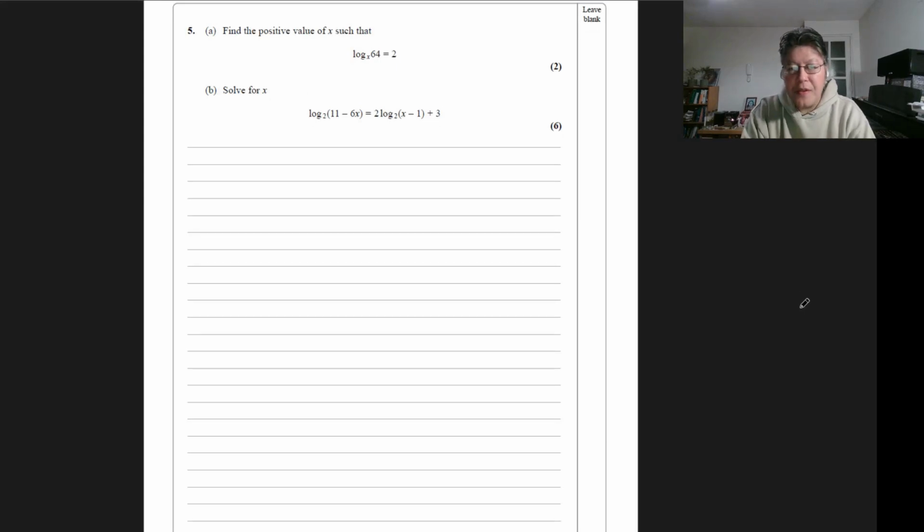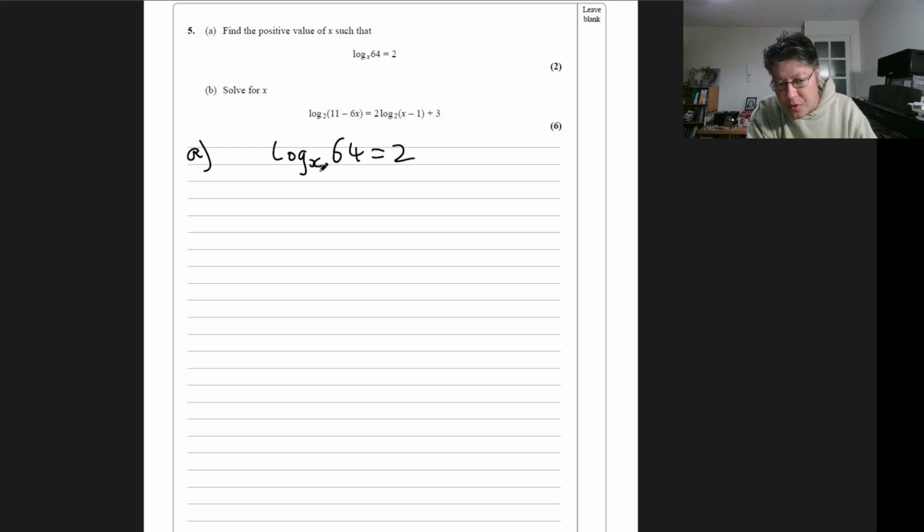Okay, so in this question, we're given that log to the base x of 64 equals 2, and we need to solve it for x. So let's begin. Part A: we're given log x of 64 equals 2, and the way we're going to solve this is to rewrite this in index form.